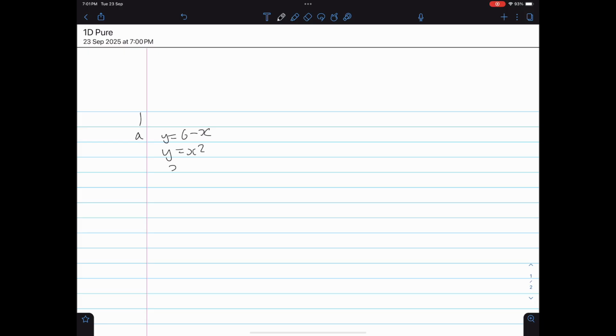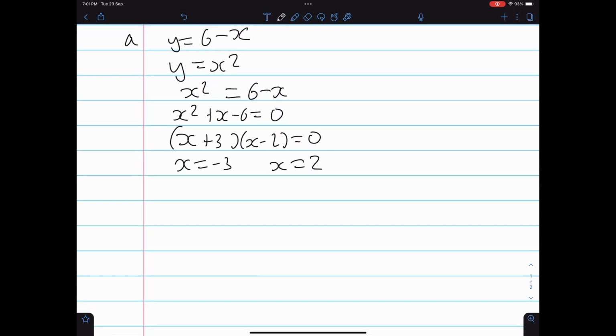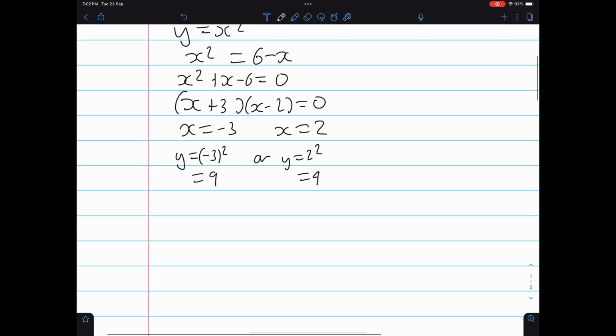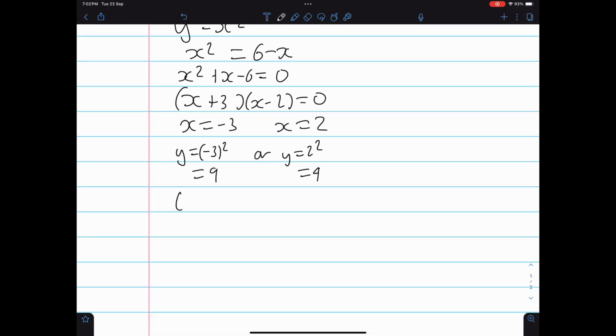And what we will do is, because they're both y equals, we can say that one's equal to the other, rearrange, and then we can factorize. And then we'll get two solutions for x. And individually we need to solve for their respective y's. So we get, we can answer in the form minus 3, 9, and 2, 4 is our answer.